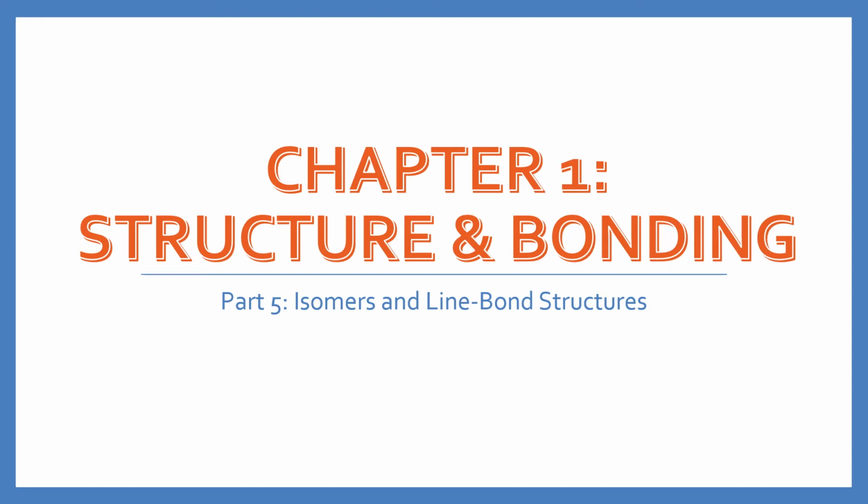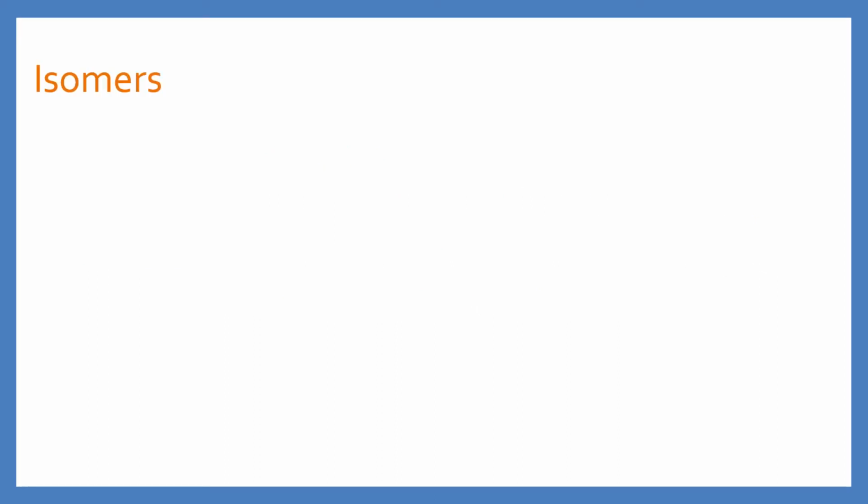Chapter 1, Part 5, Isomers and Line Bond Structures. So, isomers are molecules that have the same molecular formula but a different structure. This is specifically a constitutional isomer.